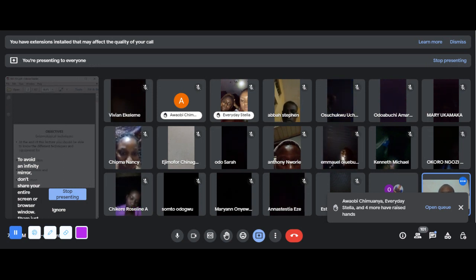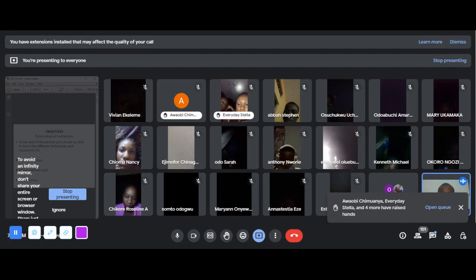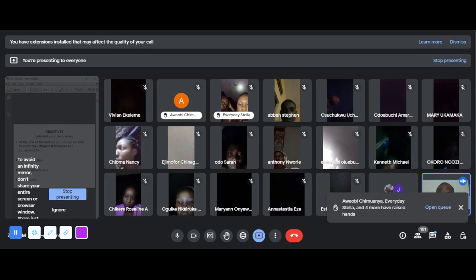Last time, we looked at certain objectives. So at the end of this class, I expect you to know the different techniques and equipment that could be used to collect an insect, to kill an insect. That's the different methods to kill an insect and to preserve them.